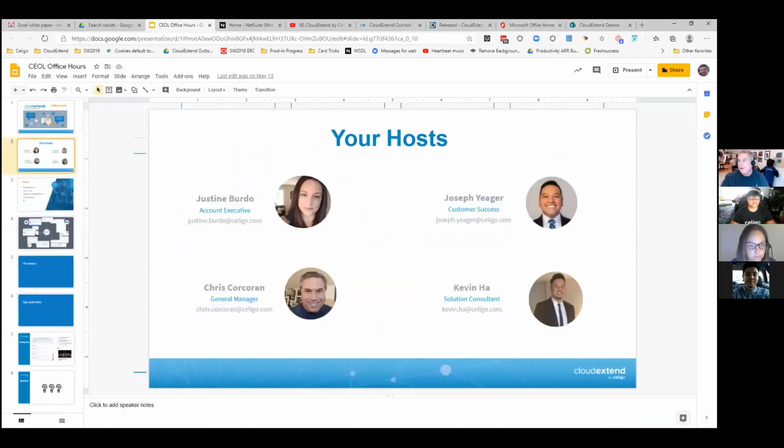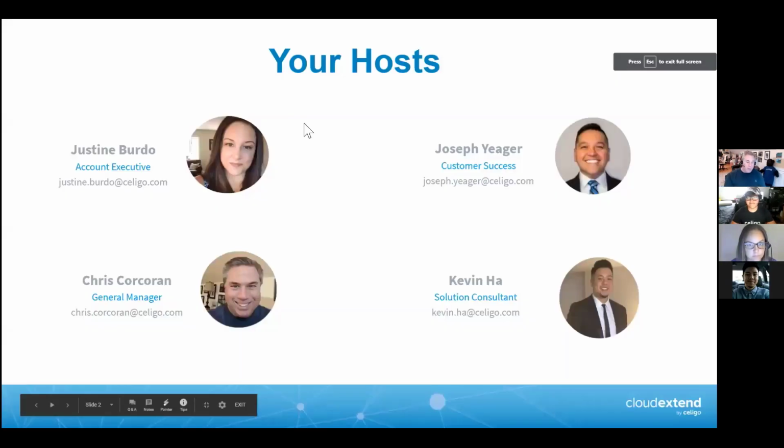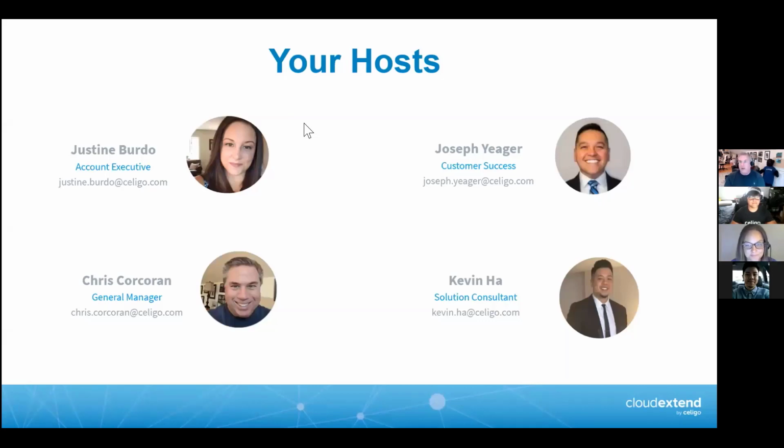Good. So let's see. I just saw your Slack message. So I just wanted to make sure that you guys that are on this call all know who we are. So Justine's your account exec on the top left. Joseph Yeager is your customer success manager. So he's your primary point of contact as an existing customer. Kevin Ha, bottom right, manages our support team. And then I'm on the bottom left. And Kevin also is our solution consultant. So he'll help with some thorny use cases, usually for our CloudExtend Excel for NetSuite integration, which is a little less out of the box than our other integrations.